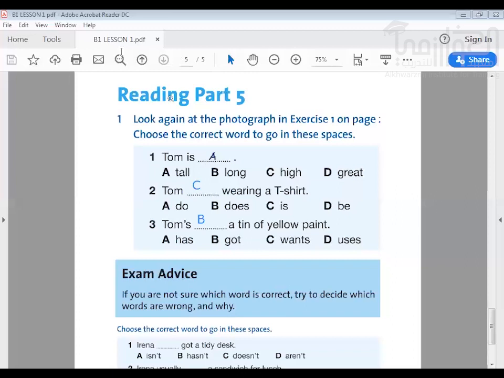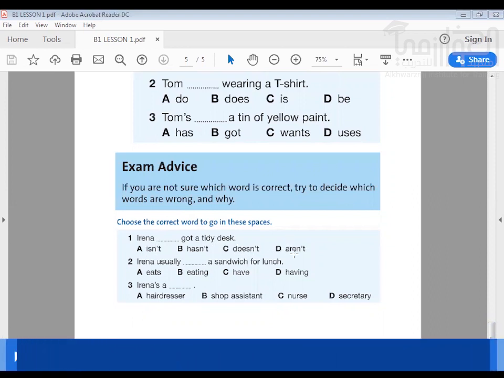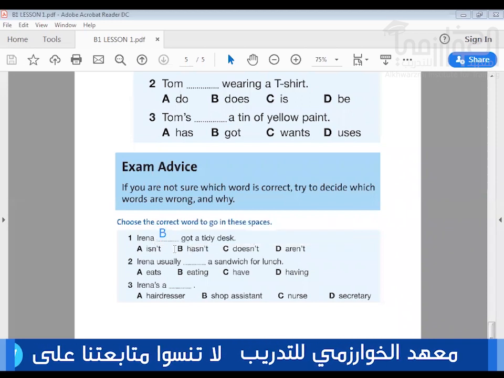So let's look at this exercise, the last exercise. So we have here, Irina has got a tidy desk. Here, isn't got is not correct, so you cancel that one. And then we come here, doesn't got. We don't say that. And then hasn't got. Irina is one person, so we cannot use the plural for her. So the correct answer is hasn't. So the correct answer is B. So you just write your B here. So B becomes your answer.